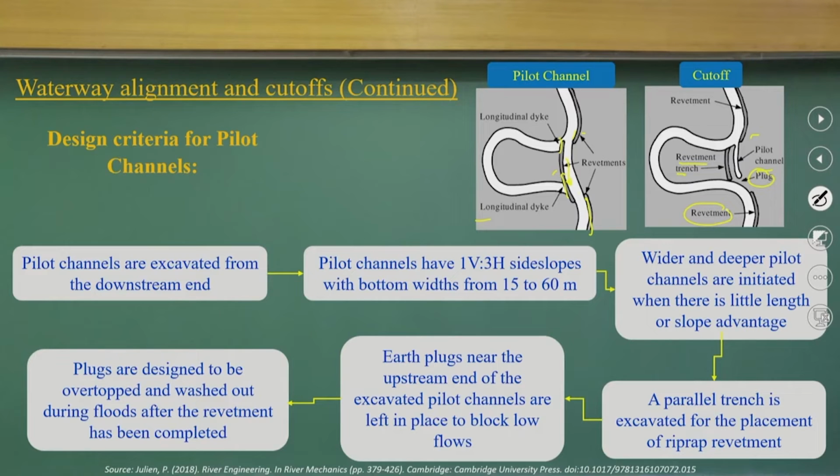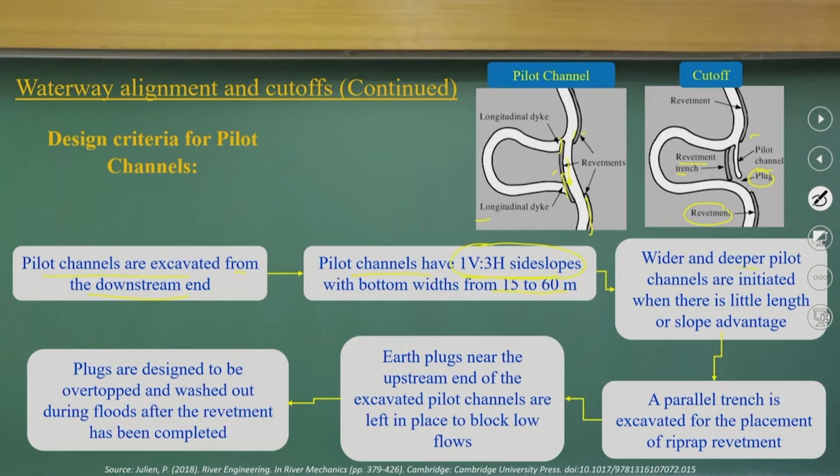Now, what are the structures we put in to make a cutoff channel? One is the pilot channel and the cutoff process. First, we excavate the pilot channel, from the downstream end, and we just excavate the channel. Then we make a stable side slope of 1 vertical to 3 horizontal, keeping the width of the channel, depending upon our navigation requirements, 50 meters to 60 meters.